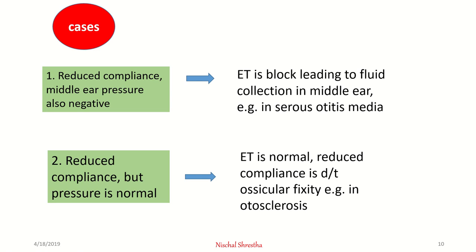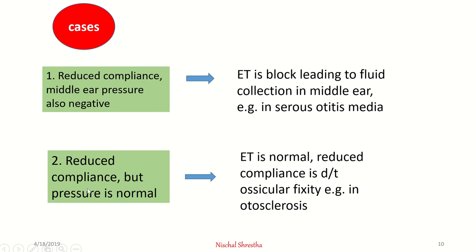So I put two cases here. In the first case, the compliance has decreased, and also the middle ear pressure is more negative than the normal range. So here compliance has decreased, means the tympanic membrane movement has decreased, and Eustachian tube blockage has also occurred because the middle ear pressure is negative. And this occurs in cases like serous otitis media. First, Eustachian tube blockage occurs, which leads to fluid collection in the middle ear, which opposes the movement of the tympanic membrane and leads to decrease in the compliance.